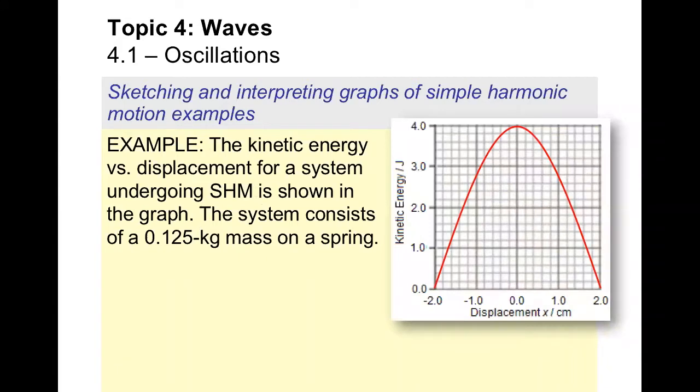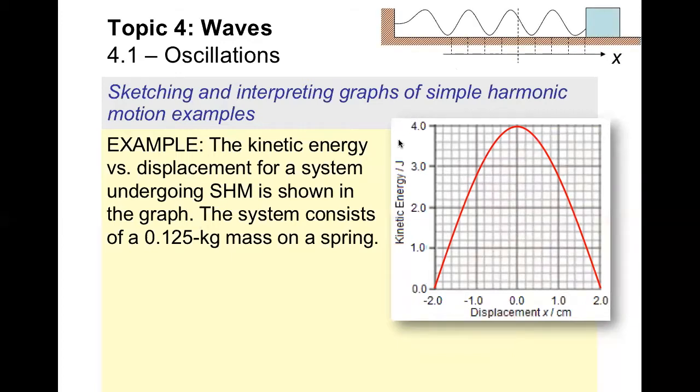The second problem: the kinetic energy versus displacement for a system undergoing simple harmonic motion is shown in the graph. The system consists of a 0.125 kilogram mass on a spring. So we have displacement here, and kinetic energy here. Imagine that we have the amplitude here, and the kinetic energy changes at different positions. You notice that at the equilibrium position, it has a maximum kinetic energy.